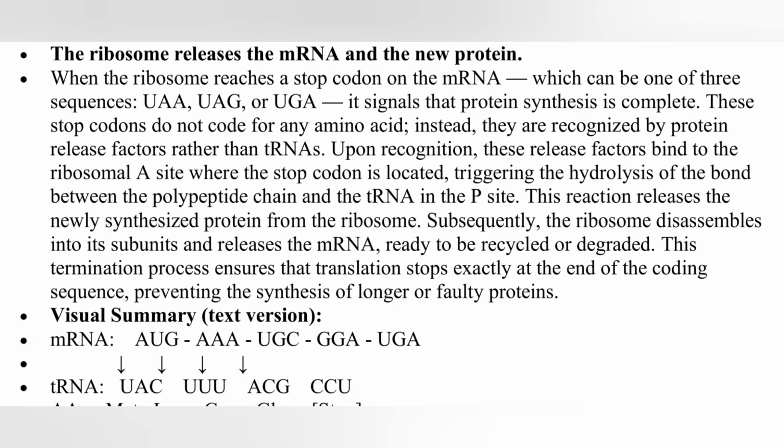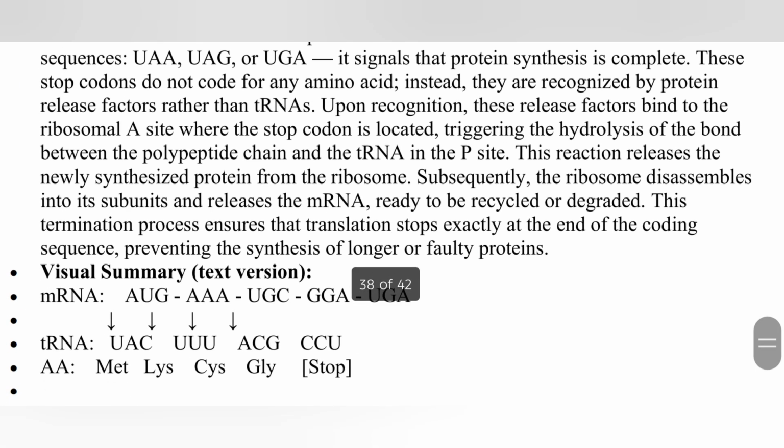These stop codons do not code for any amino acid. Instead, they are recognized by protein release factors rather than tRNAs. Upon recognition, these release factors bind to the ribosomal A site where the stop codon is located, triggering the hydrolysis of the bond between the polypeptide chain and the tRNA in the P site. This reaction releases the newly synthesized protein from the ribosome. Subsequently, the ribosome disassembles into subunits and releases the messenger RNA, ready to be recycled.